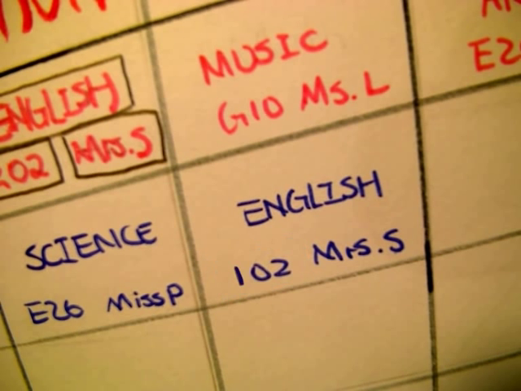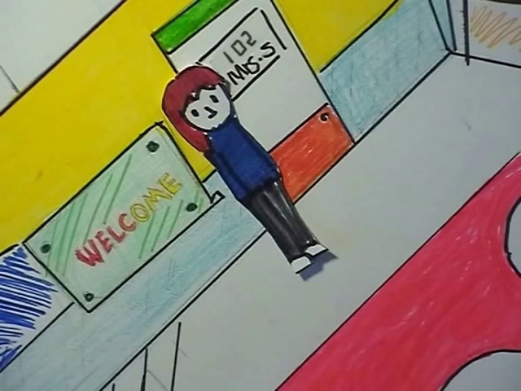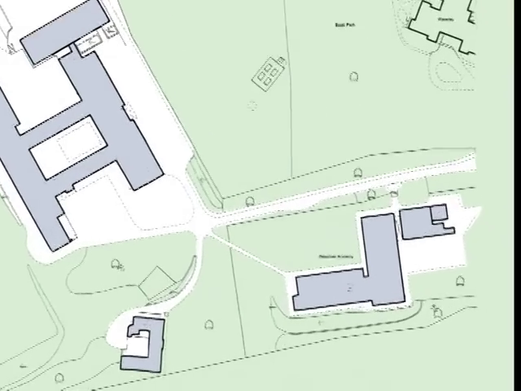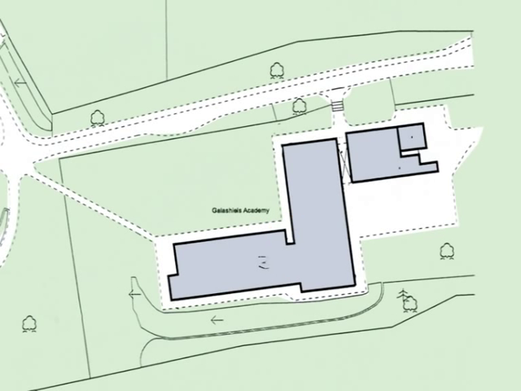The first digit of the classroom number tells you which floor the classroom is on. For example, room 102 means that this classroom is on floor 1. Rooms that start with G mean they're on the ground floor, whereas room numbers which start with an E mean they're in the extension building.